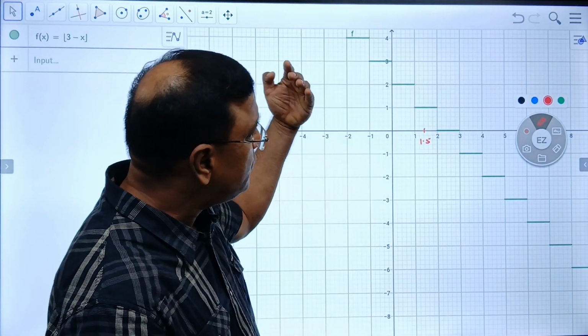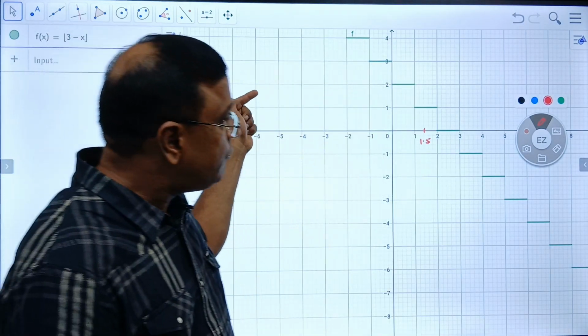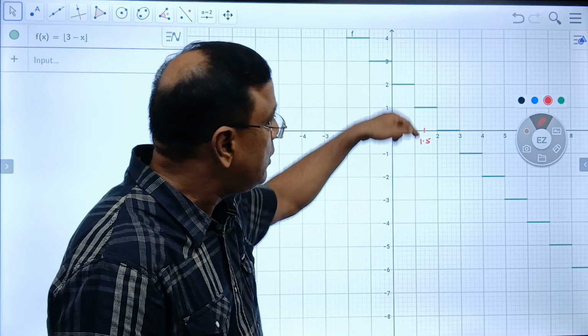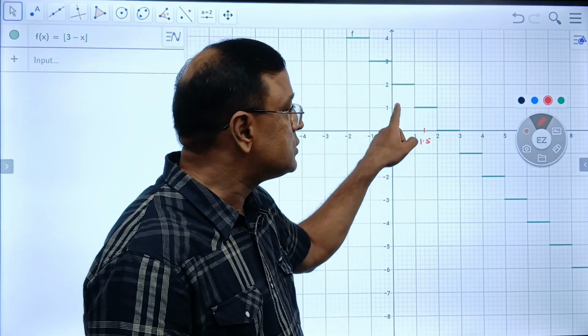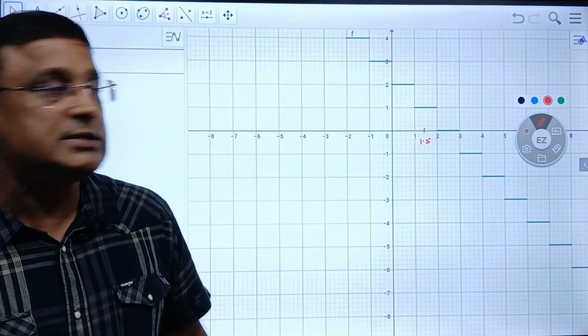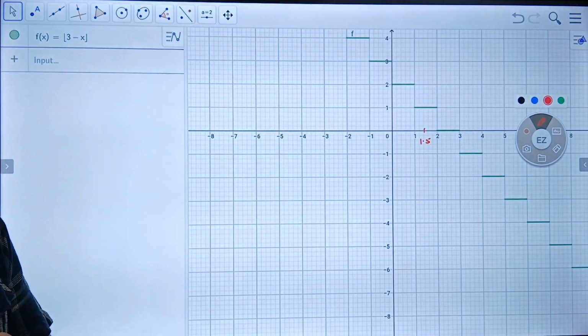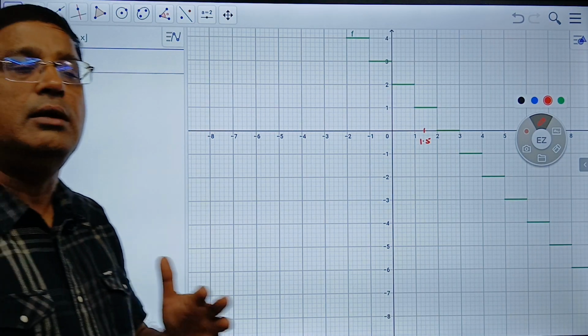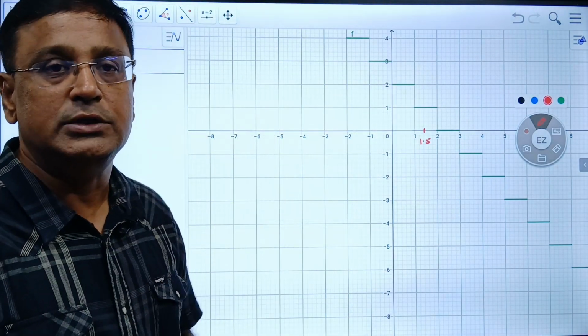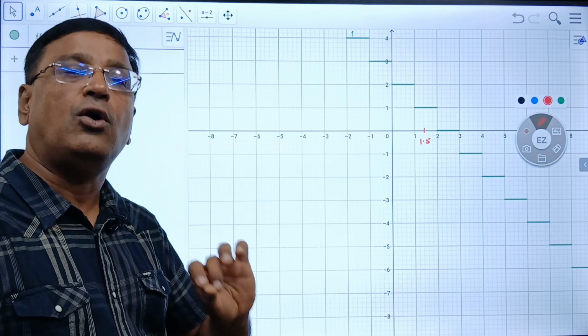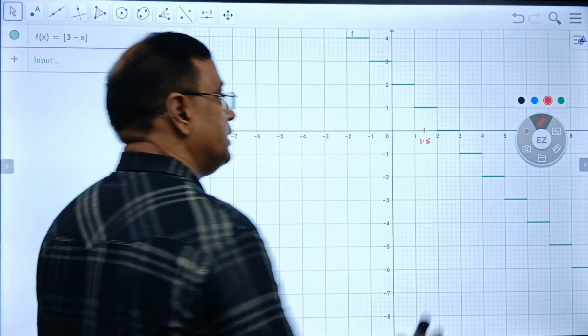So everything can be seen visually. The left hand limit is 1, the right hand limit is 1, the functional value is 1, and the function is continuous. And once again, 3 minus x is continuous for all real numbers between two consecutive integers, but it is discontinuous at all integer values. Don't forget that.